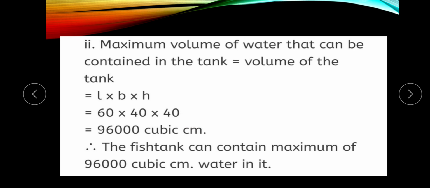Dear children, after multiplication we'll get, children, you can multiply like this. 6 4s are 24. 24 into 4 you will get 96. Adding the zeros we get 96,000 cubic centimeter. So final answer, the fish tank can contain maximum of 96,000 cubic centimeter water in it.